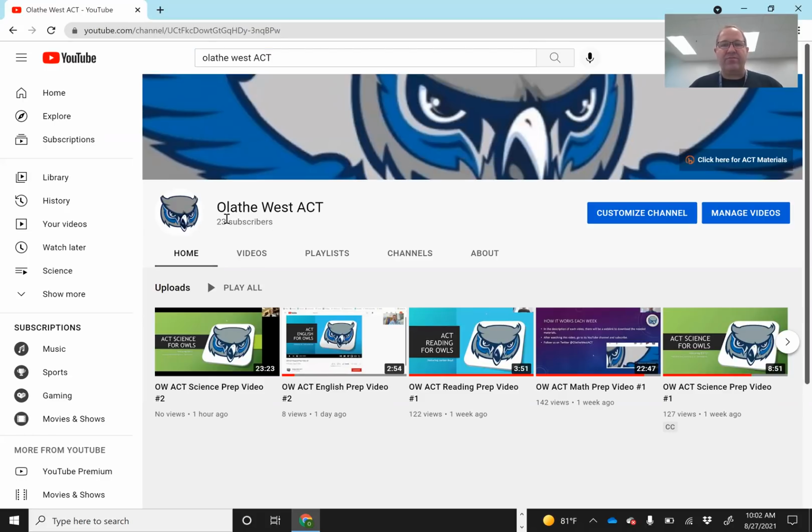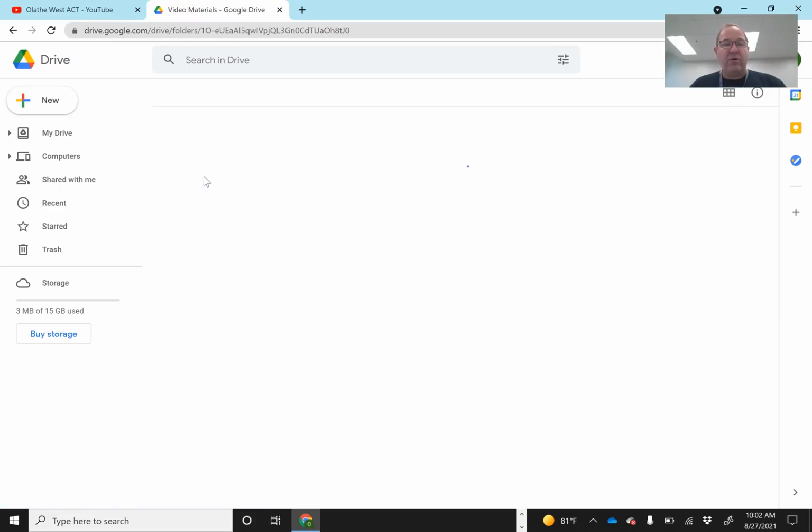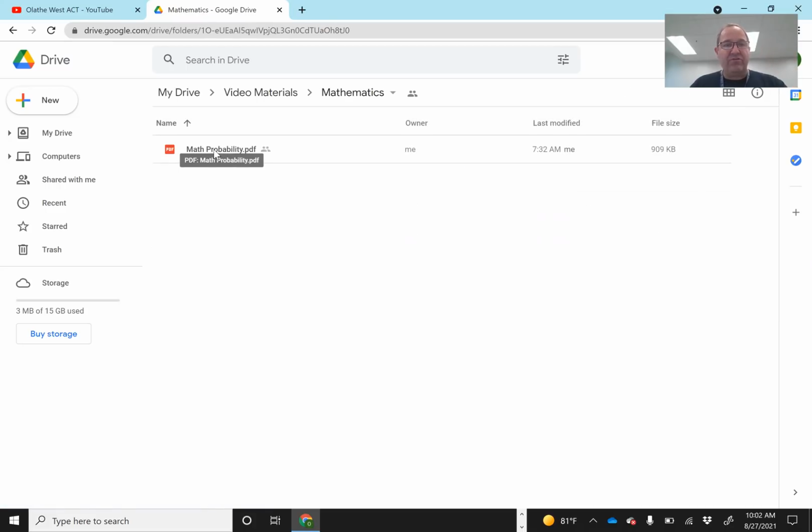Now, here's where you can find the materials. We click right here on the banner, click here for ACT materials. And for us, it's going to be mathematics. This will be the same for everything, right? This is where you're going to go to get your stuff. But I will open up mathematics, and probability is the one you want to open up, okay? So go ahead and do that now. I'll give you about a minute to get that together.